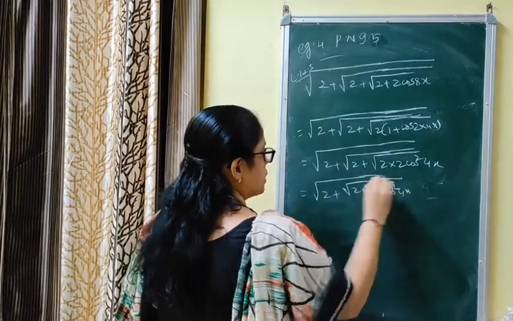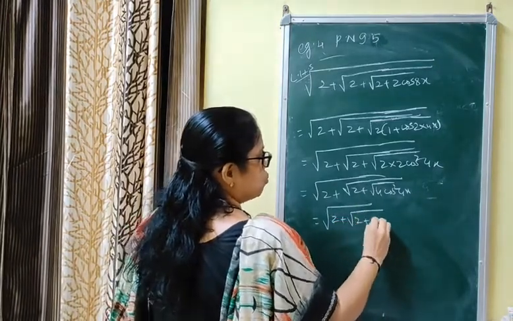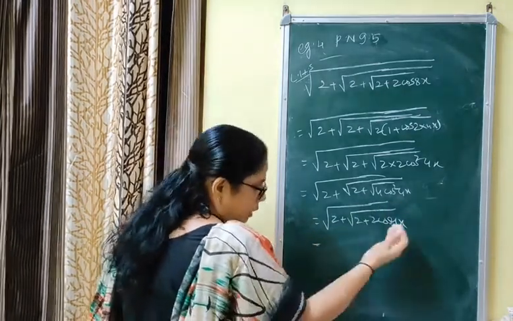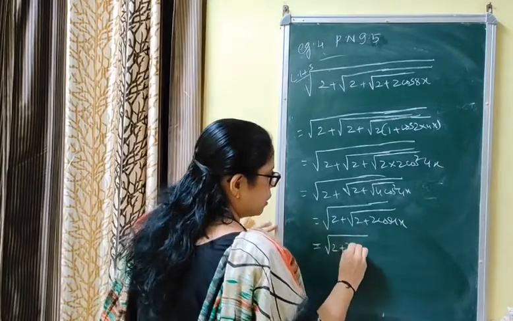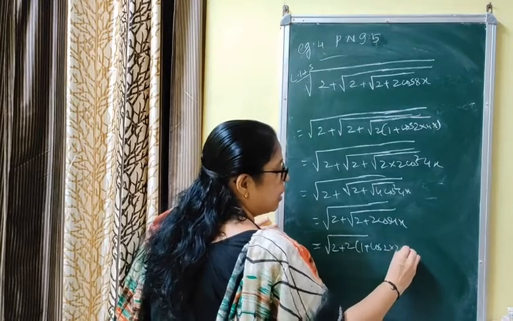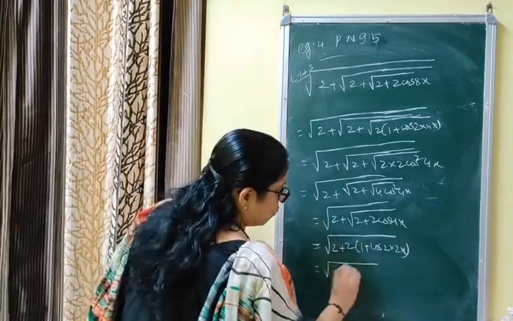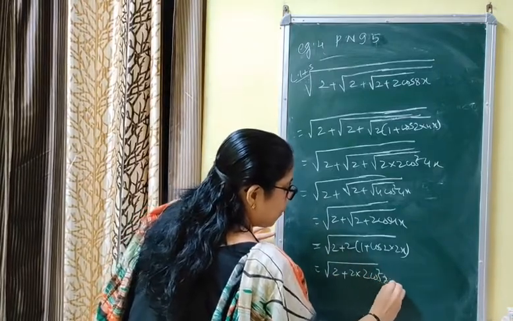If you take the square root, you will get 2 cos 4x. अंडर रूट से बाहर आता है cos 4x हो जाएगा. Again, now start opening from this right extreme. That is under root of 2 plus 2 into 1 plus cos 4x, which can again be written as 2 into 2 cos square 2x. Why? Because you can apply the formula 1 plus cos 2 theta. That is under root of 2 plus 2 into 2 cos square 2x.